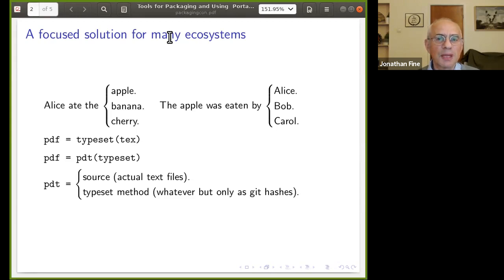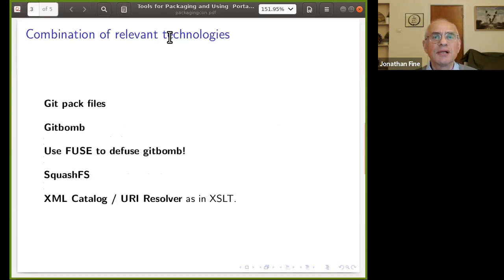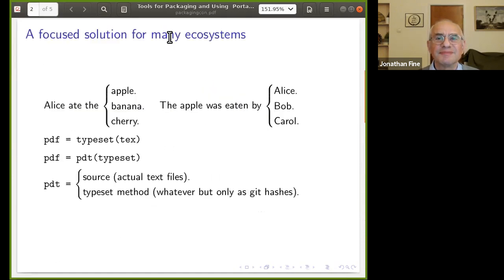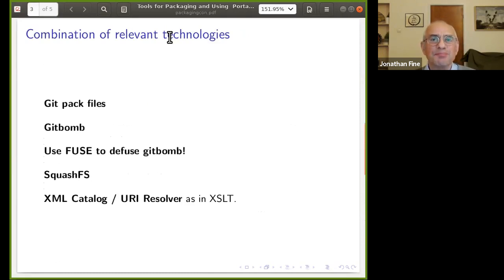So I'll actually do the slides out of order. I'm going to talk about problems in the TeX ecosystem. So, I'll stop. Are there any questions? Please, questions? I will come back to it if you need to.